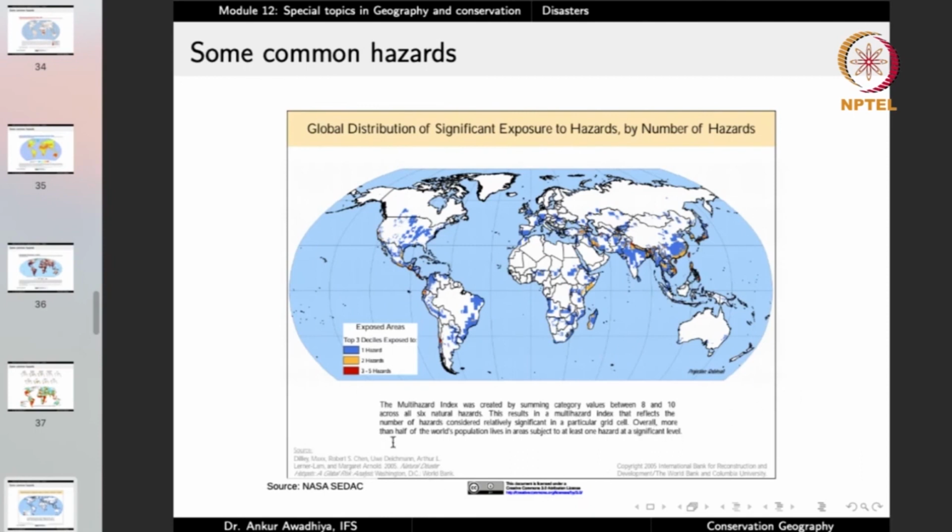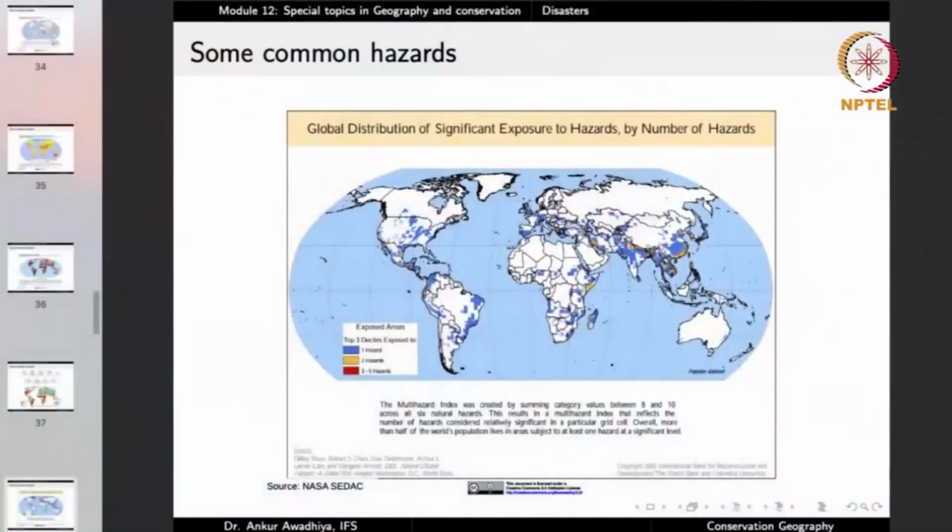Now, overall, more than half of the world's population lives in areas subject to at least one hazard at a significant level. It tells us that when we talk about disaster management, it is not a theoretical exercise. It is a practical exercise, because as much as half of the world is living under the threat of a significant hazard or a significant threat of having a disaster very soon. So we need to have planning for this disaster in most of the areas.